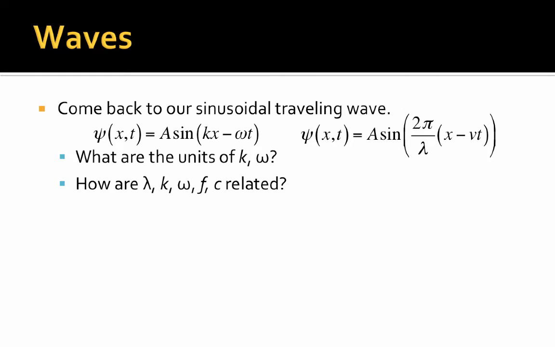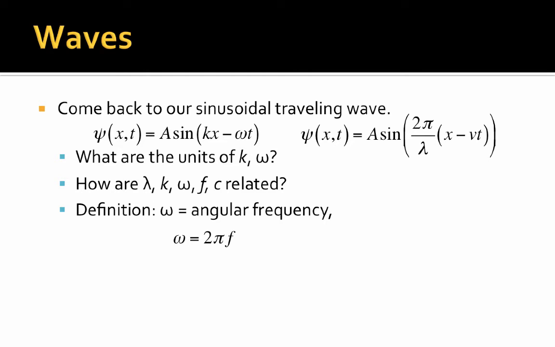Now let's look at omega. Omega is the angular frequency, and omega is defined as 2 pi f. What that means is that the units of omega are radians per second, or inverse seconds. We will know from context whether inverse seconds is angular frequency or frequency.